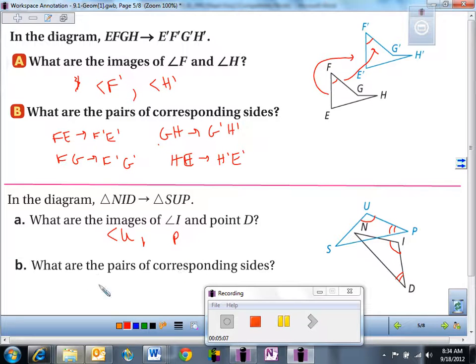What are the pairs of corresponding sides? So up here they kind of give us a clue. NI is going to match to SU. So NI corresponds to SU. ID is here and here, so that's going to be UP. And then I'll go first and last, ND maps onto SP.